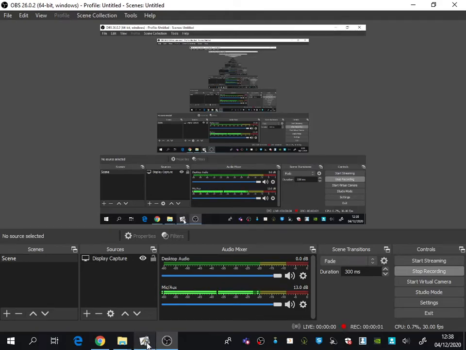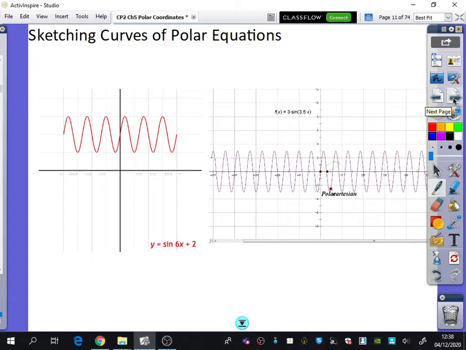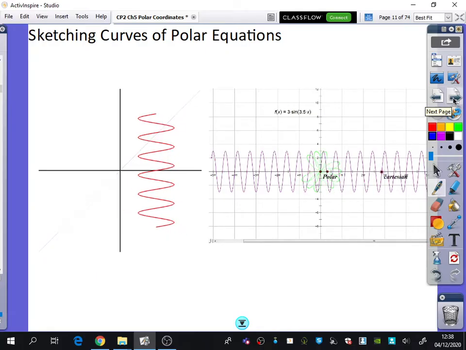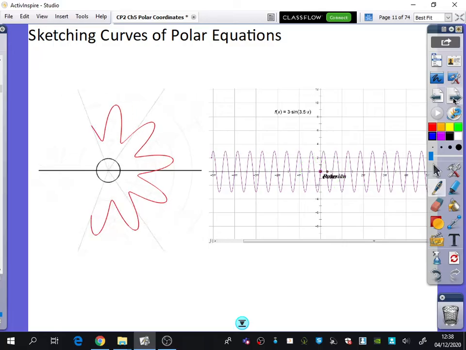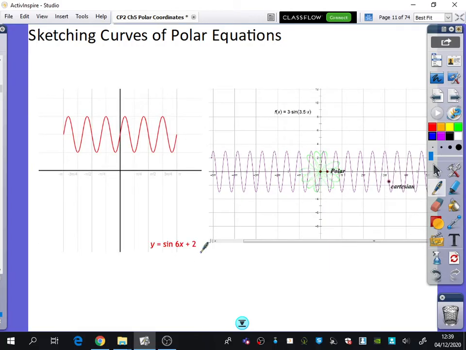Okay, we're going to be doing sketches, and for the next part of sketches, I was just saying to you guys, it's not going to be about actually being able to sketch them using a pencil and piece of paper. Exercise 5B is going to be about trying to develop your understanding of where these graphs actually come from. If we just concentrate on this GIF on the left-hand side, this one has a polar equation of r equals sine 6 theta plus 2.